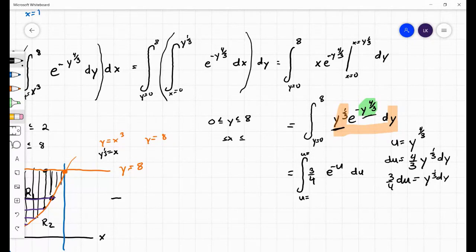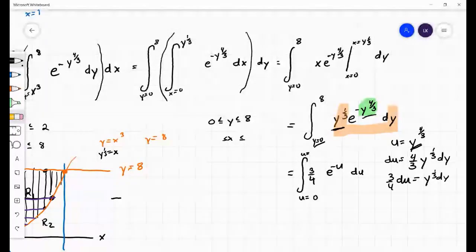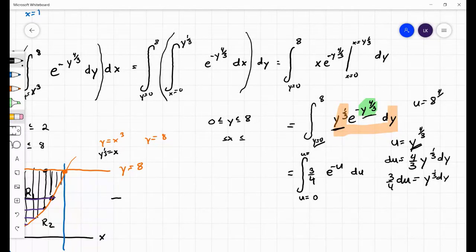So when you start doing change of variable for double integrals, we reason that when y is 0, you use this change of variable, so u has to be 0 when y is 0. But when y is equal to 8, then you get cube root of 8 as 2. 2 to the 4 is 16. So very good.